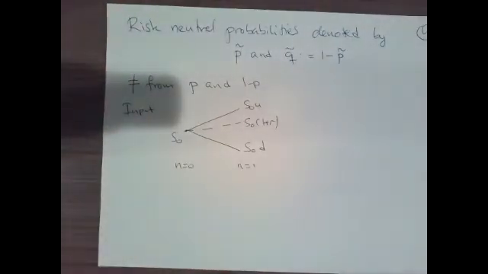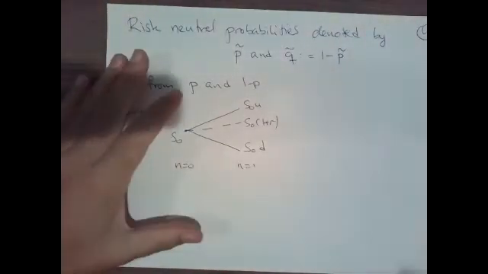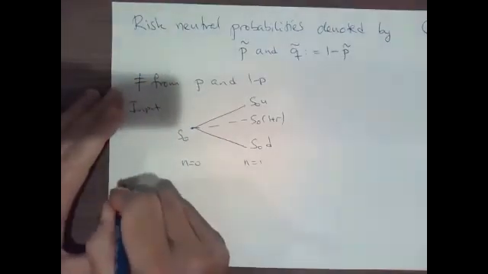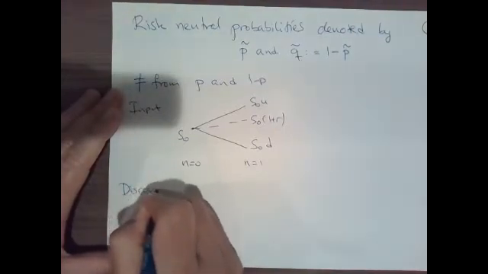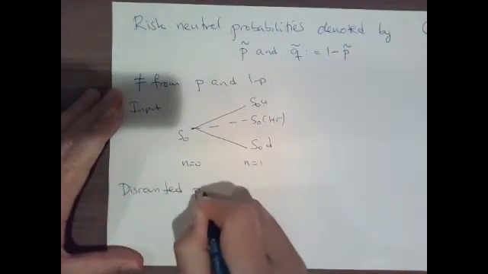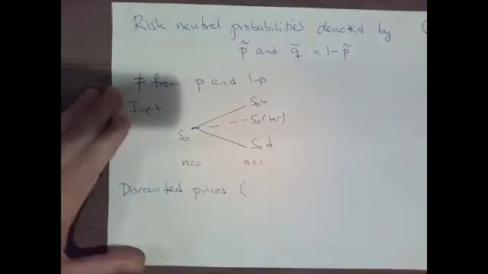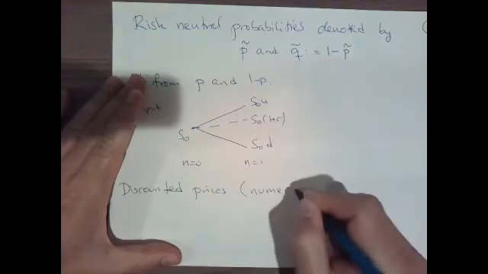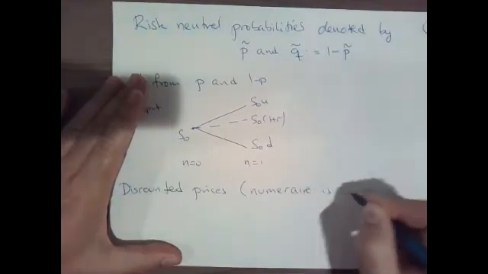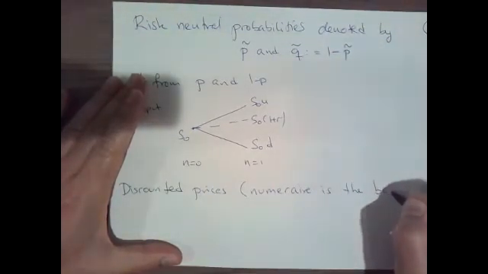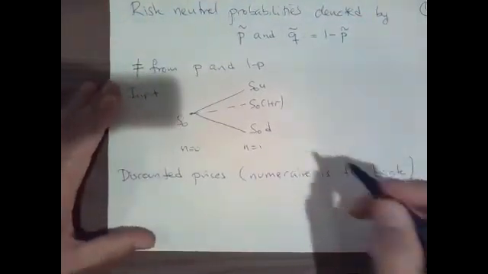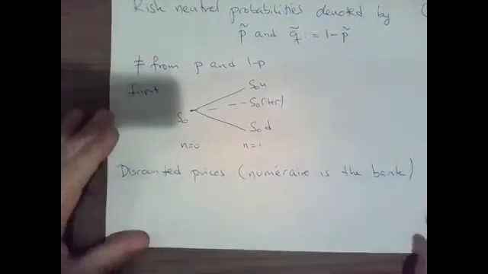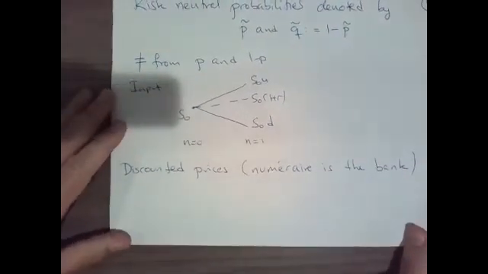So now we're going to come up with a crazy idea. We're going to introduce discounted prices. Write that down here. So discounted prices. A fancy way of saying that is that the numeraire is the bank. Okay, so those are long words that are complicated to understand. So what does it mean?